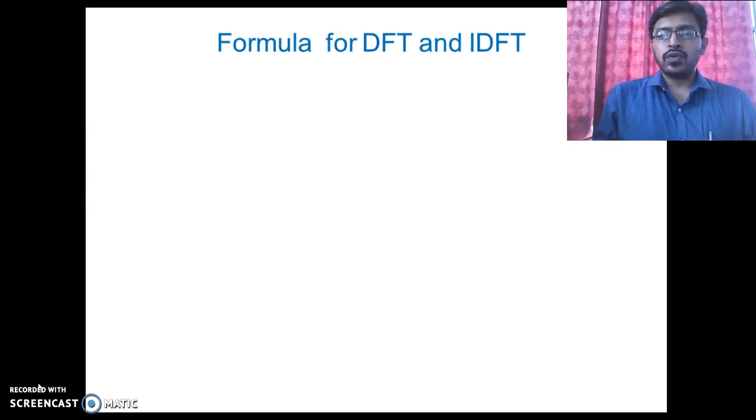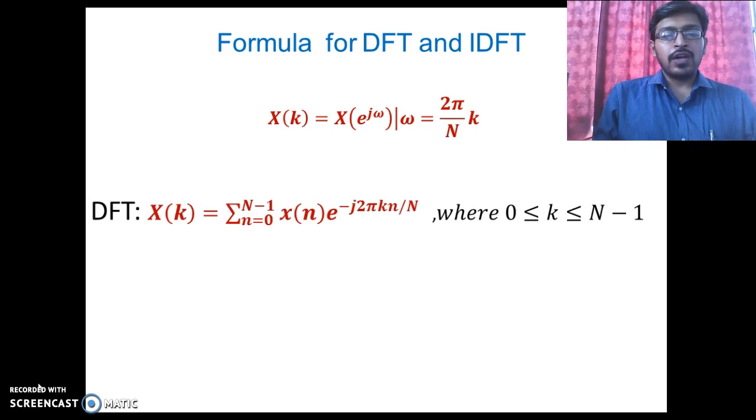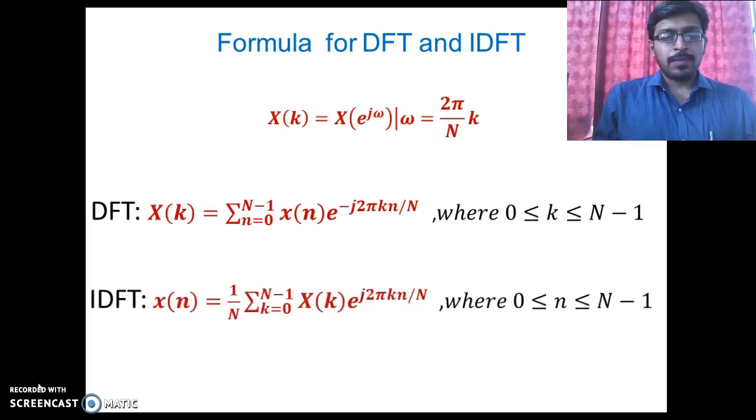So the formula of DFT can be obtained simply by replacing omega equal to 2 pi by capital N into k in the formula of discrete time Fourier transform. So the formula of DFT, X of k, is equal to summation over n from 0 to capital N minus 1 of x of n multiplied by e raised to minus j 2 pi k n by capital N, where k varies from 0 to capital N minus 1. In the same way, we can obtain the inverse DFT formula.